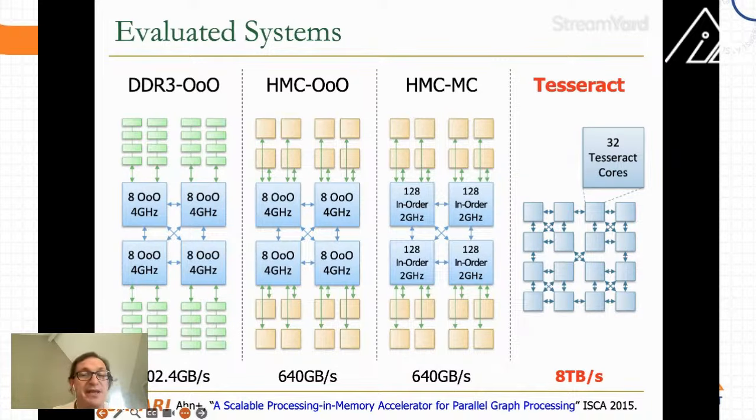Tesseract, the system we designed, is very different. Basically, there is no processor and memory distinguished from each other because they're within the same cube, if you will. You just connect these cubes. It's a distributed system of cubes, essentially. And you can see that at the time, we have huge amounts of memory bandwidth available to all of the processors, 8 terabytes per second. Today, technology has improved, so this number is actually at least an order of magnitude larger.